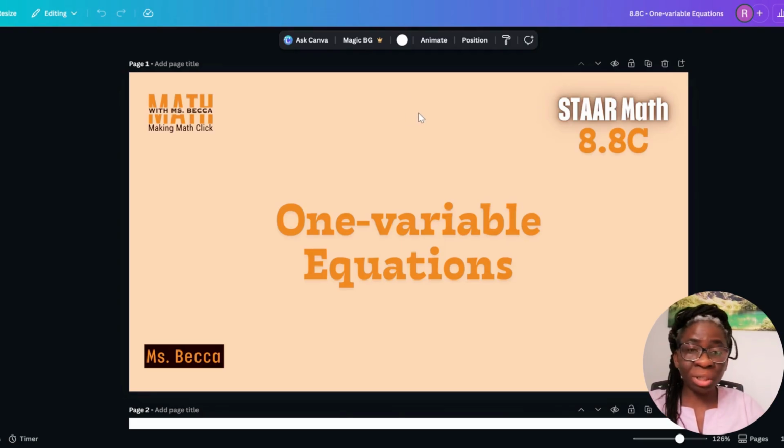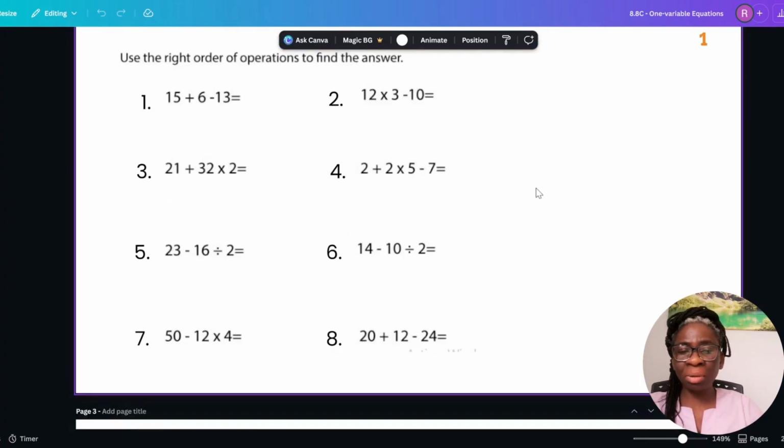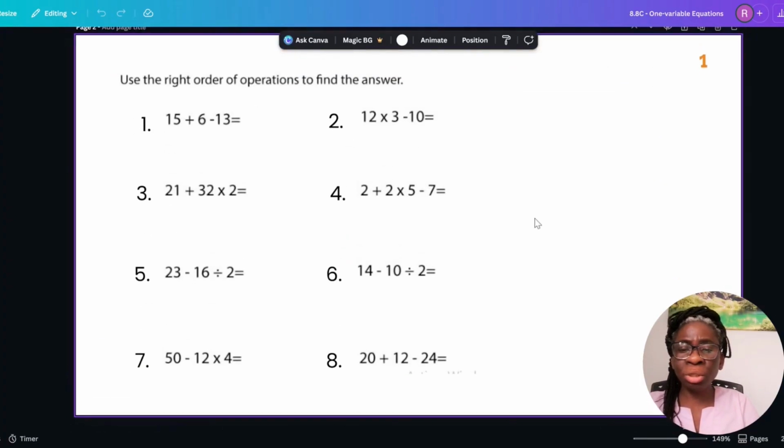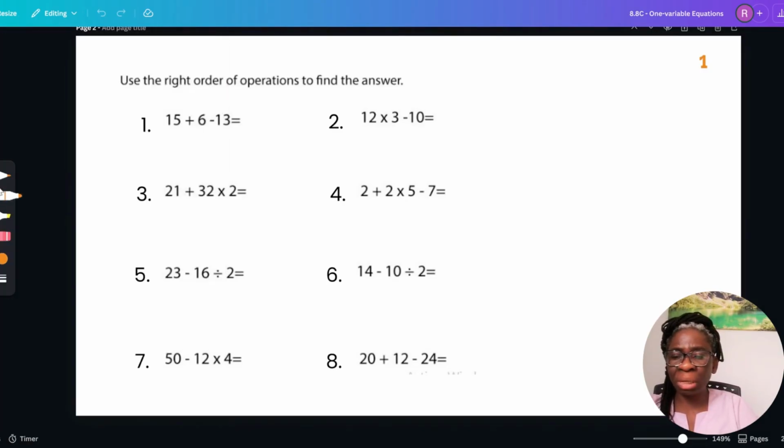Let's solve some questions on one variable equations. So now let's take a look at this. This one says use the right order of operation to find the answer. And don't forget, whenever we're talking about the order of operation, multiplication and division always come before addition and subtraction.